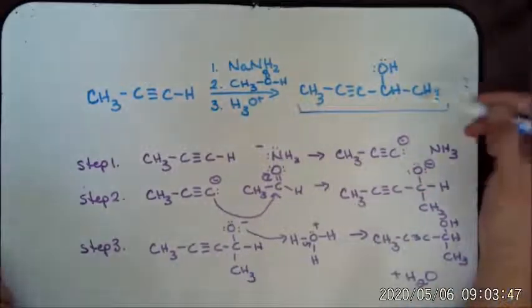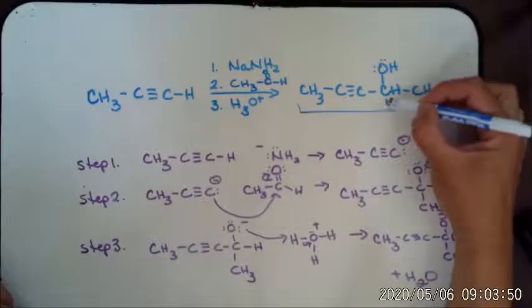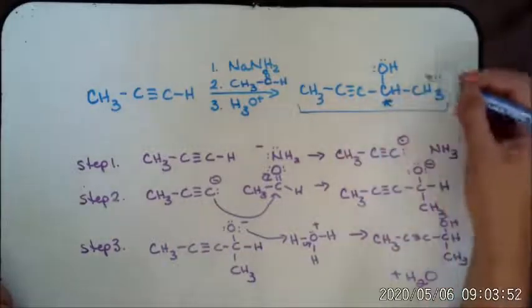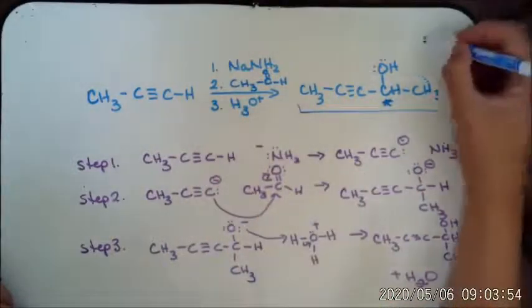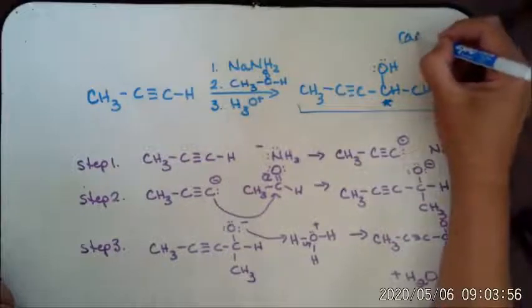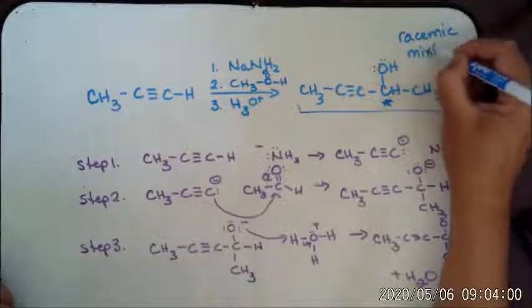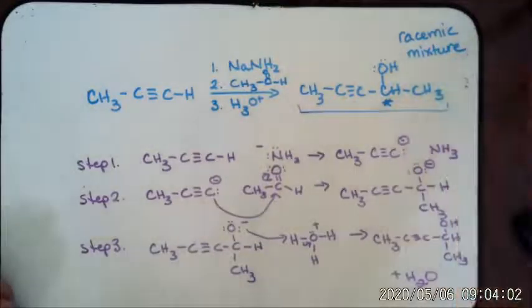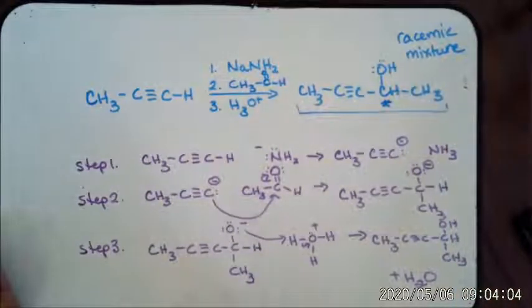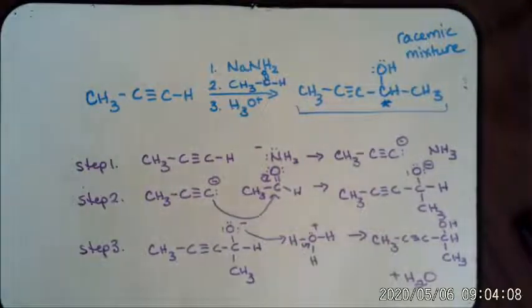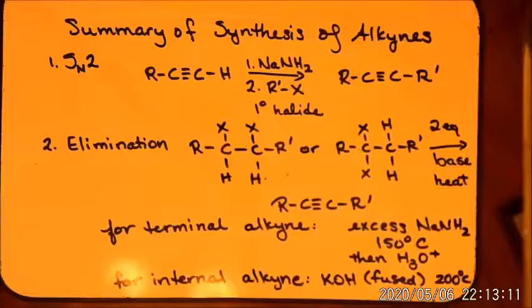Now, in this one, this is a chiral center, but none of this is chiral, so you're going to have a racemic mixture. So make sure you recognize your product and know that you're going to get a racemic mixture in this case. Okay, let's just take a pause here, and then let's start working on more reactions with triple bonds.